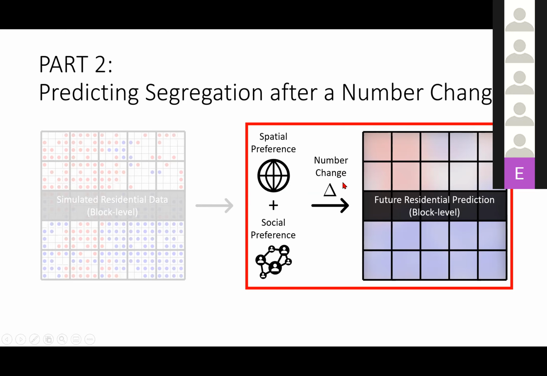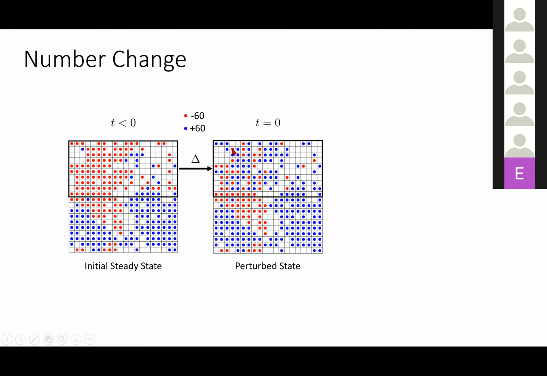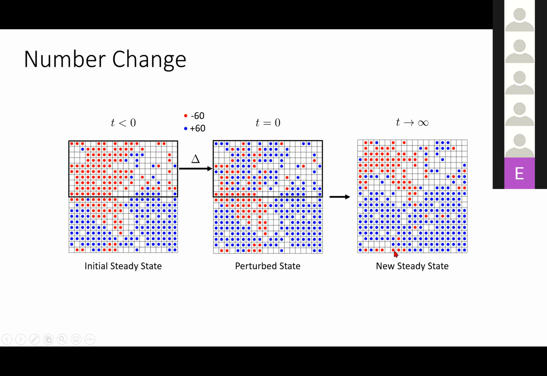change of number. The change is as follows. We first take our initial steady state, and at time t equal to 0, I remove 60 red agents and introduce 60 blue agents to get this perturbed state. And then over time, this state is going to evolve to some new steady state. And it is the time evolution of the population from the perturbed state to the new steady state that we want to predict.